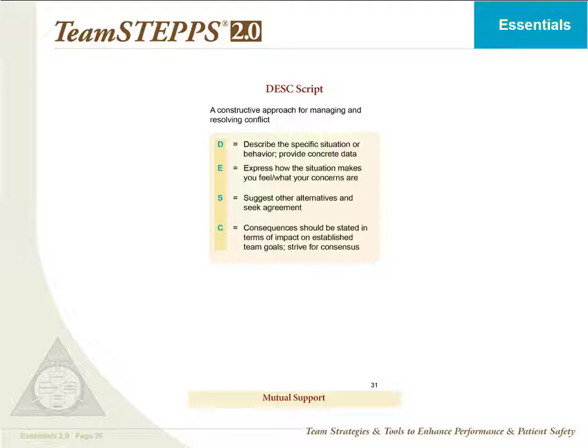Number 1, time the discussion. Number 2, work on win-win. Despite your interpersonal conflict with the other party, team unity and quality of care depend on coming to a solution that all parties can live with. Next, frame problems in terms of personal experience and lessons learned.